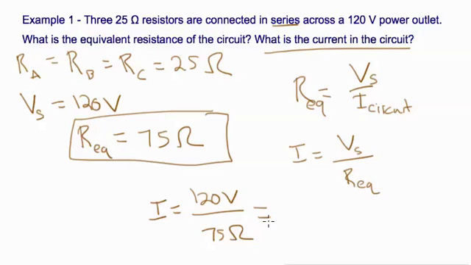When we round this to two significant figures, we get 1.6 amps.